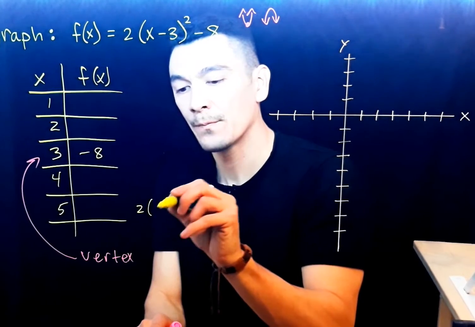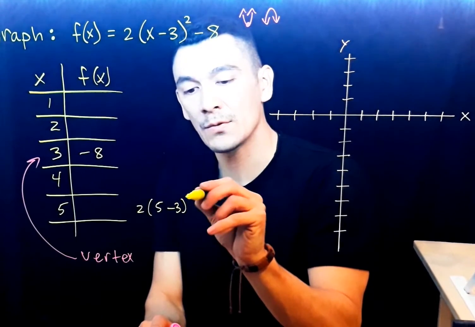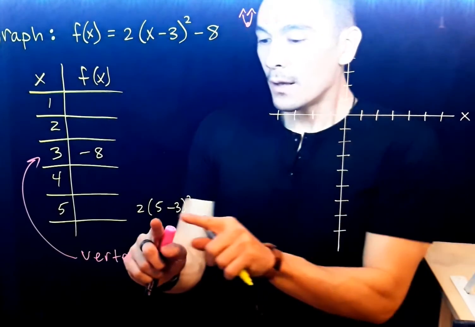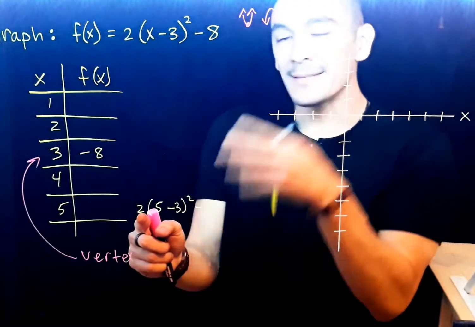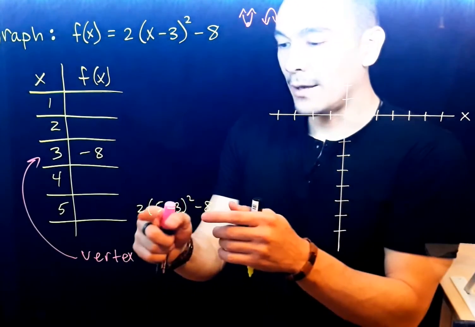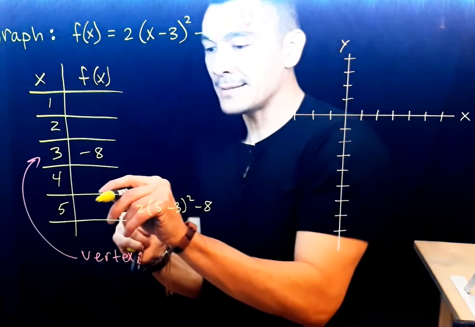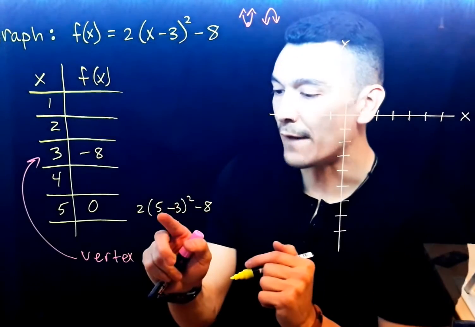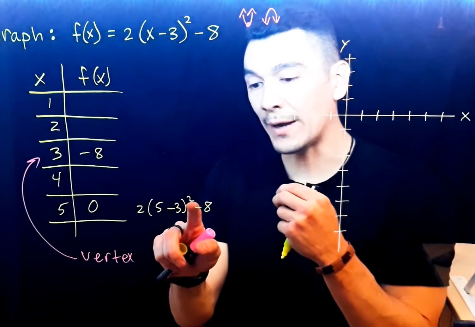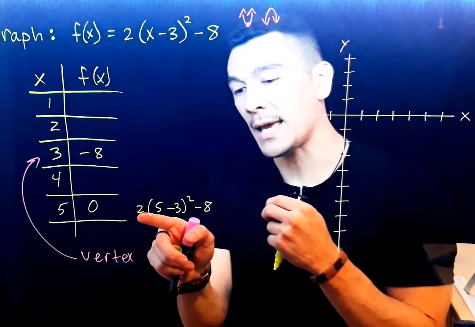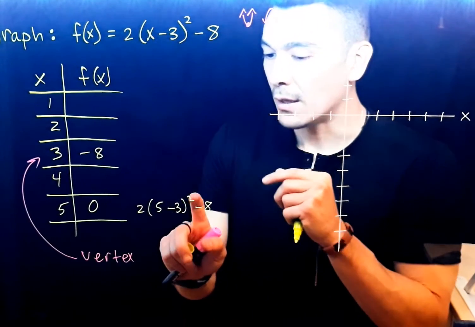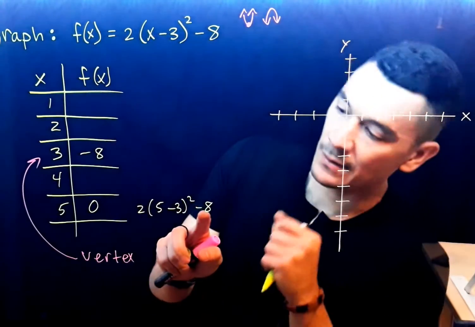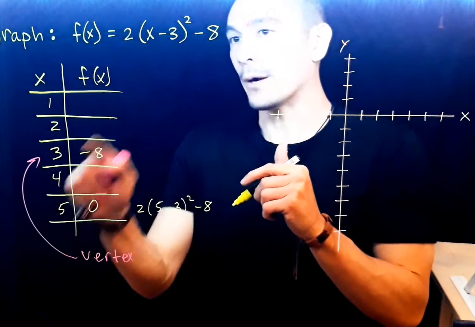So I'd have 2 times (5 minus 3) squared minus 8. I put a 5 in right there. Everything else stays the same. I would imagine that calculators are welcome in your class. If you type all this in, you'd get back 0. But if you're not allowed to use calculators, let's run through this quickly. 5 minus 3 is 2. 2 squared is 4, times 2 is 8, minus 8 is 0. Always do the inside first, then the square, then the multiplication, and then the subtraction, in that order.